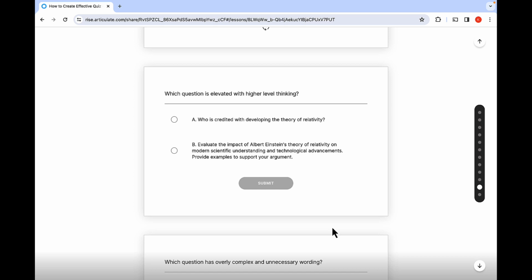Okay, question 2. Which question is elevated with higher level thinking? A. Who is credited with developing the theory of relativity? Or B. Evaluate the impact of Albert Einstein's theory of relativity on modern scientific understanding and technological advances. Provide examples to support your argument.